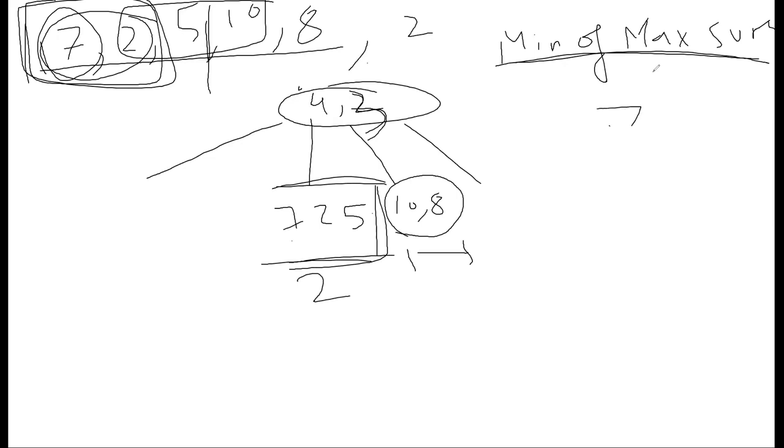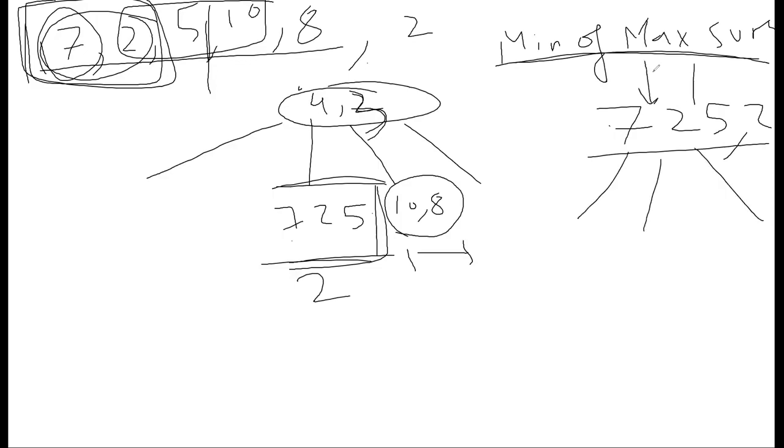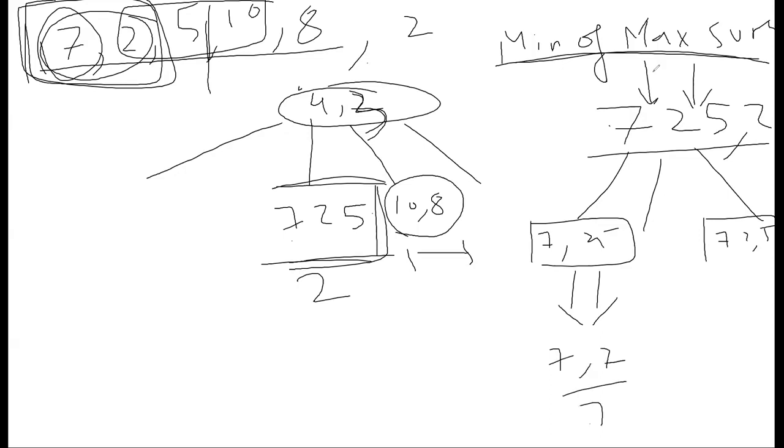Now let's consider this as a separate problem. 7, 2, 5, and you have to create 2 sets. The same operation will be allowed. You can create 3 points where you can split it, or 2 points where you can split it. One will be 7, 2, 5, and the other will be 7, 2, 5. Now, if you consider this one, you will have 7, 7, and the minimum will be 7.